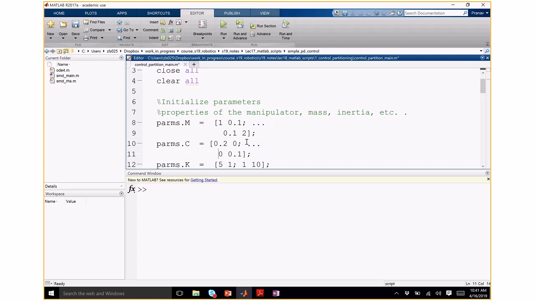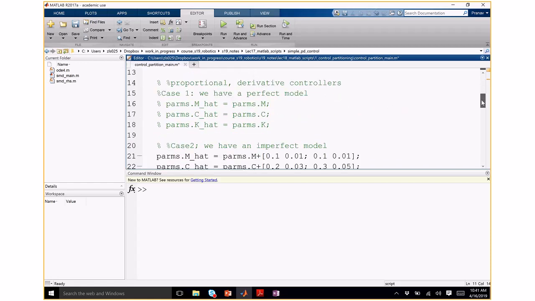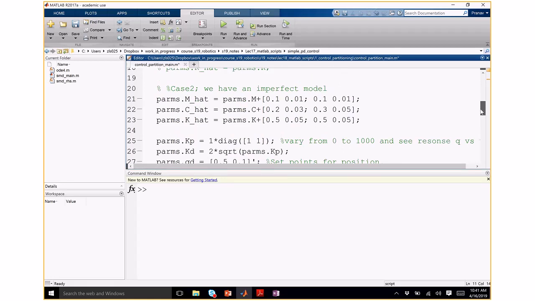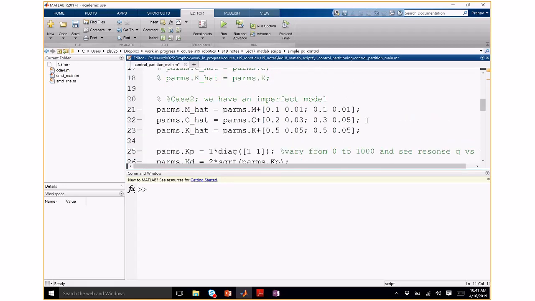So again, what you do is, okay, I actually have a case where there's an imperfect model. I modified the mass matrix by making an m hat, so our estimate is bad, and then the estimate is good. But let me do one thing first.